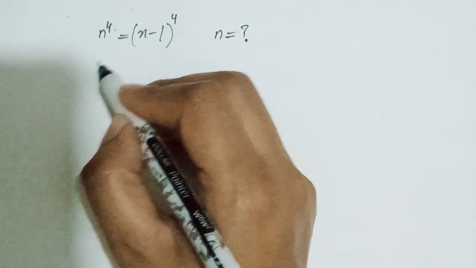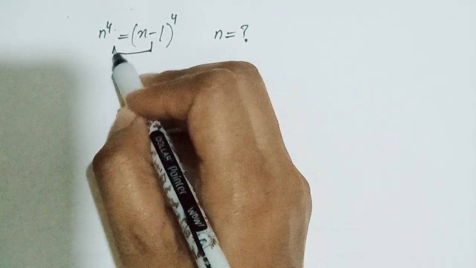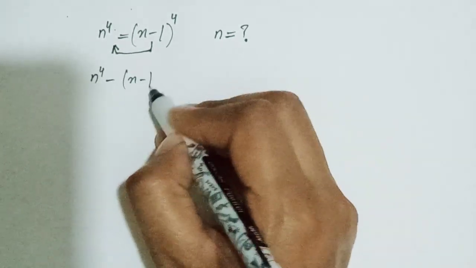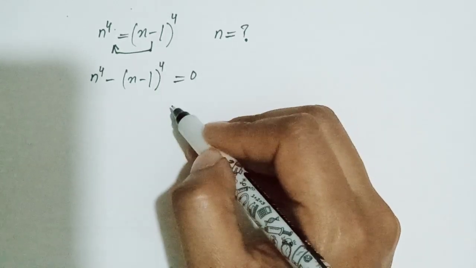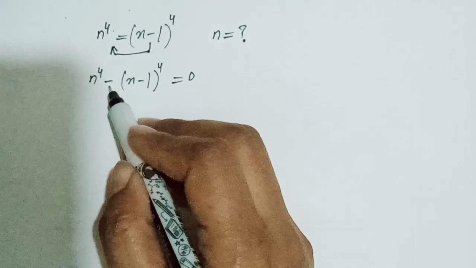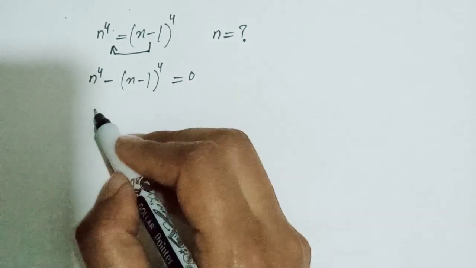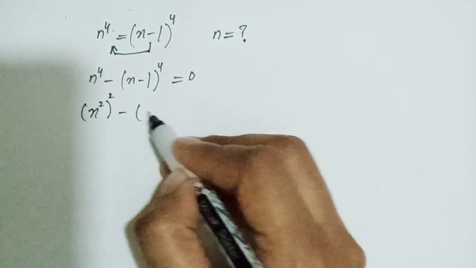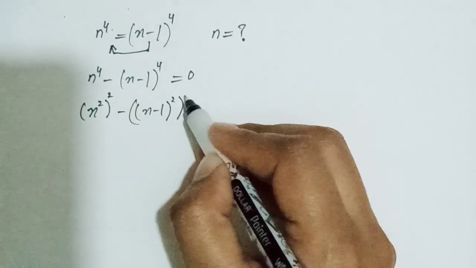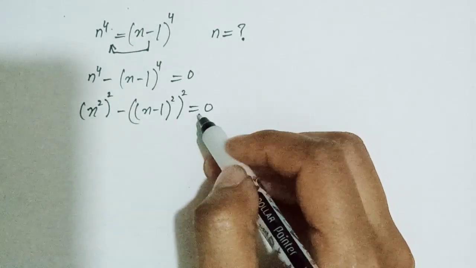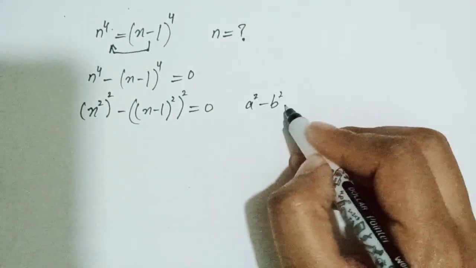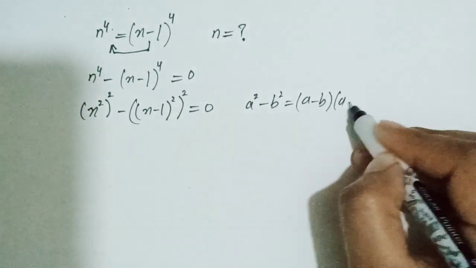Firstly, I'm going to shift this to the left hand side. So n to the power 4 minus n minus 1 to the power 4 equals 0. Next, I can write this as n to the power 2 whole squared minus n minus 1 to the power 2 whole squared, to use this identity, that is a square minus b square equals a minus b times a plus b. So I'm going to write this in this form.